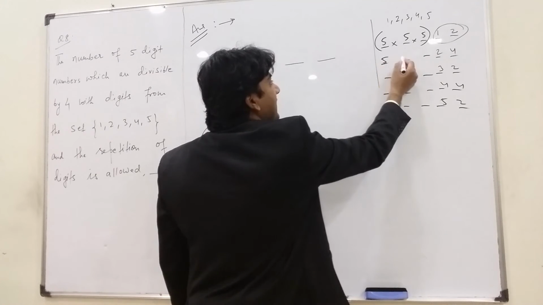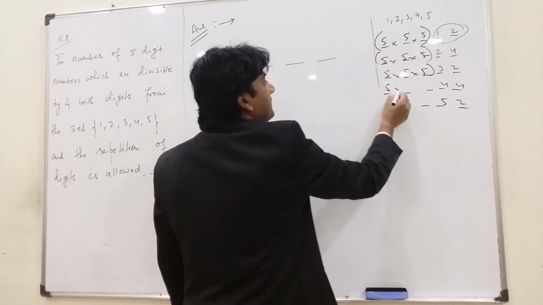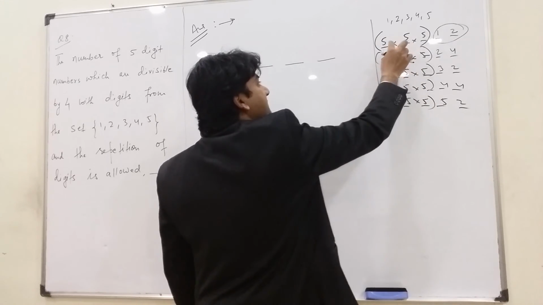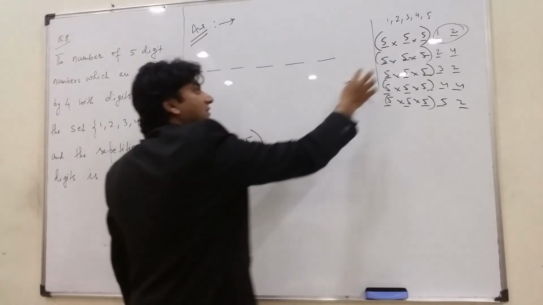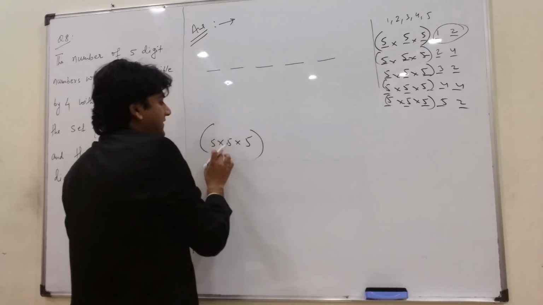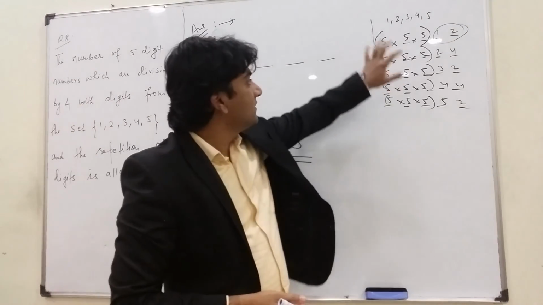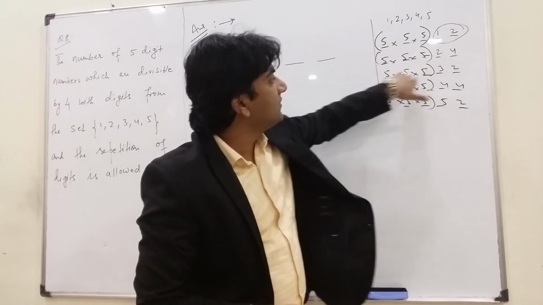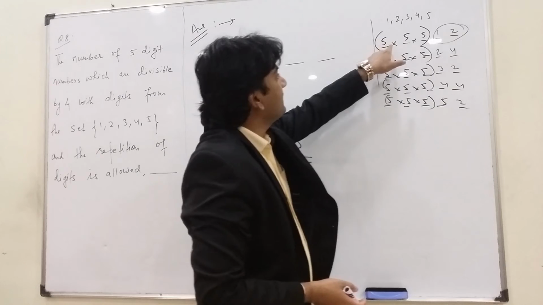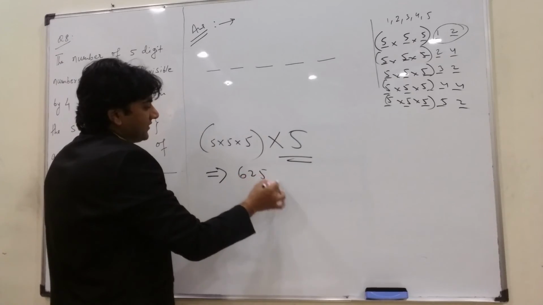Similarly, the second case also gives 5 times 5 times 5, which is 125. So each of the cases gives 125. Now we multiply by 5, because we got 5 cases, and the 5, 5, 5 is because of the 5 ways for each of the three free places. So if you multiply, this is 625.